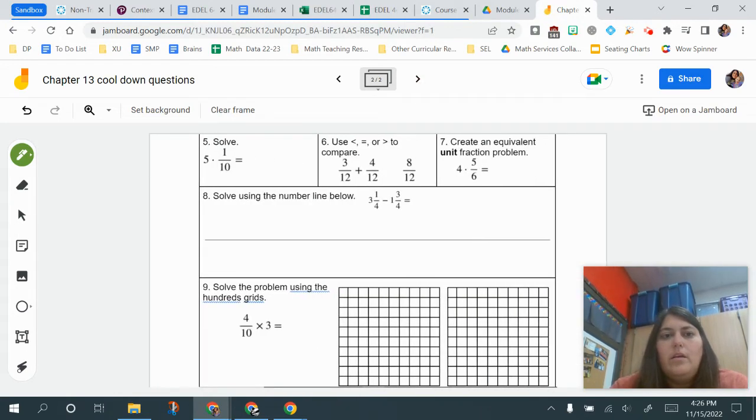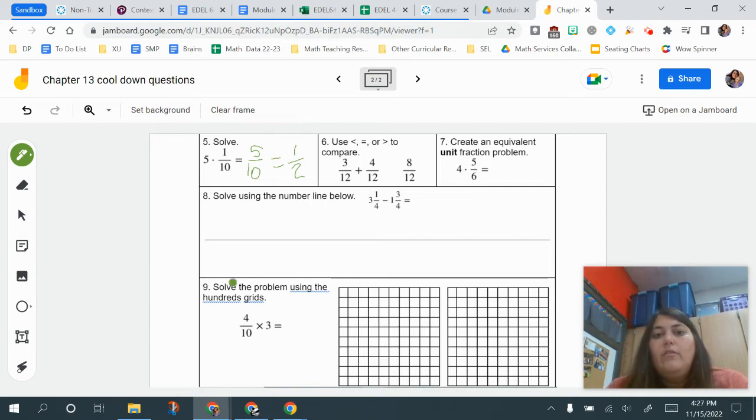Moving right along. Number 5, 5 times 1/10. So thinking back to our repeated addition for multiplication, I'm just going to add 1/10 plus 1/10 plus 1/10 5 times, which is going to give us 5 tenths. And if you wanted to reduce that, you could to 1/2. That is not a skill that we expect in 3rd or 4th or even 5th grade to reduce, just to recognize equivalent fractions, but we don't always have to reduce them.